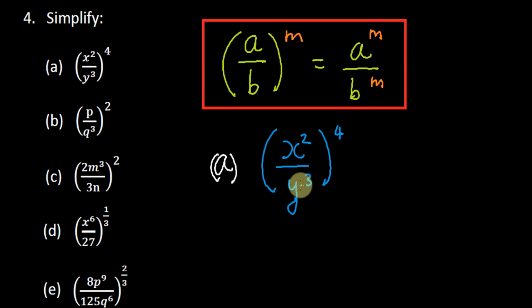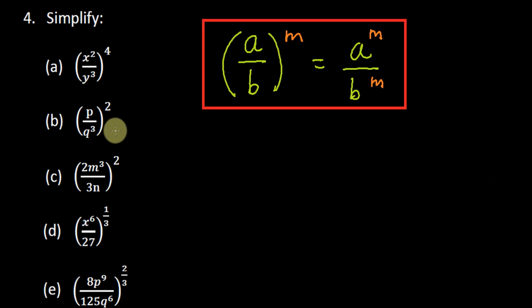We have x squared over y cubed all to the power 4. So we can use this rule and apply the power of 4 to both the numerator and the denominator. And remember that when we have brackets, we multiply the powers. So this is going to be x to the power 2 times 4. So x to the 8 over y to the power of 3 times 4. So y to the power of 12. Let's look at B.